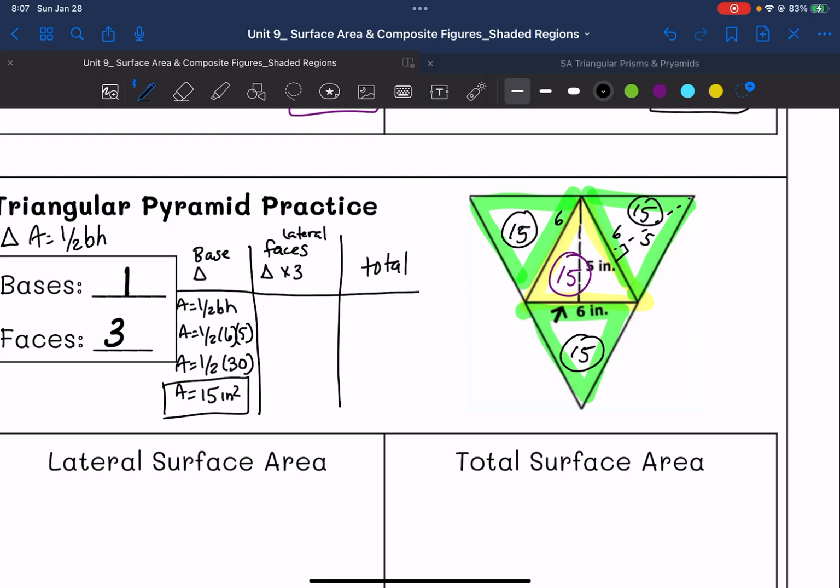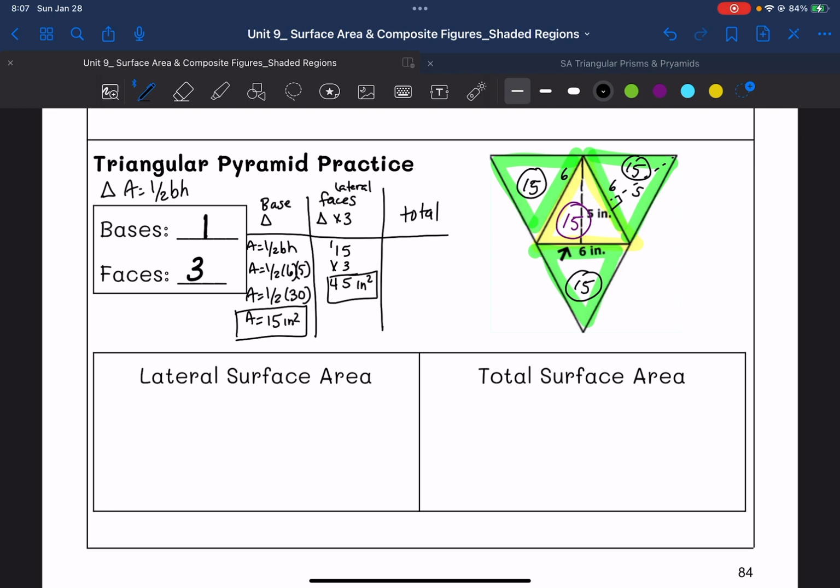Okay, so what can we do for the face? To just find the faces, we can take 15 times 3. So that would be 45 inches squared for the faces or the lateral. So going back to these bottoms over here, this is faces only, no bases. That means you're going to do 15 plus 15 plus 15, or 15 times 3. That would be 45 inches squared.